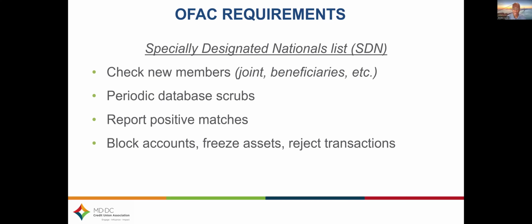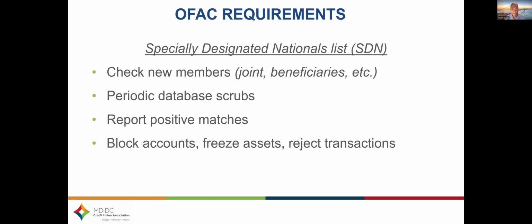Periodic database scrubs. Periodically, your entire database must be scrubbed against the OFAC list. Your member may not have been on the list when they joined the credit union and opened their account. Six months later, they have become criminals. They're on the OFAC list. They're being investigated. They're being monitored. Guess what? They're robbing banks. Anyway, you want to make sure that you have everything in place.